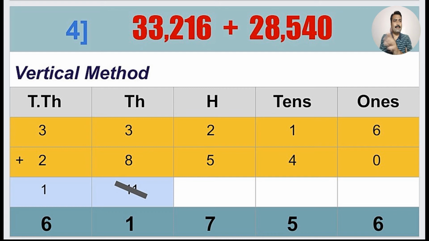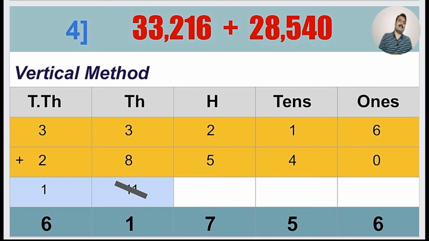Now 11 is a 2-digit number, so for 11 we write 1 in the main answer and 1 is taken as a carry into the next addition. So let's move towards the next addition, of 10,000s. At 10,000s, the main 2 digits are 3 and 2, so 3 plus 2 we get 5, and 5 plus 1 we get 6 there.